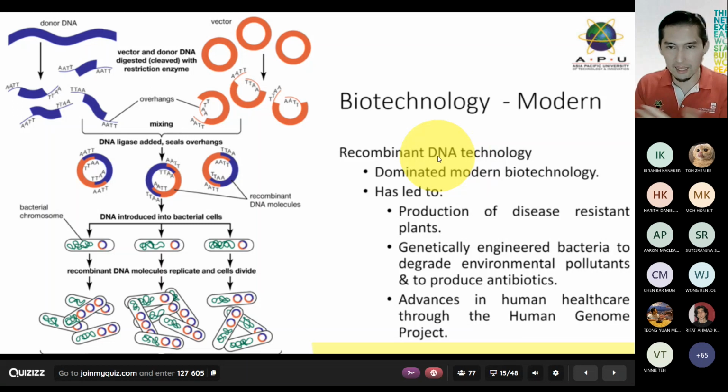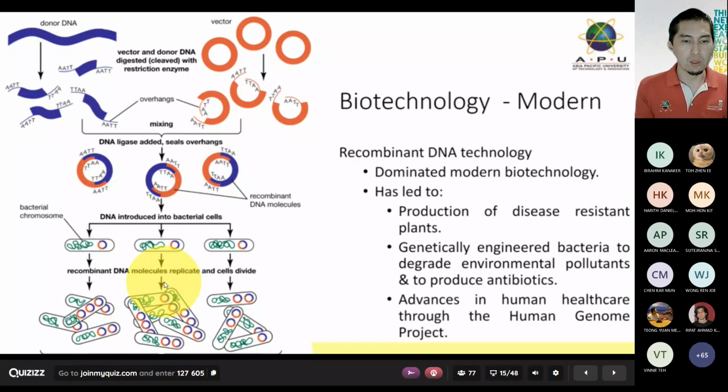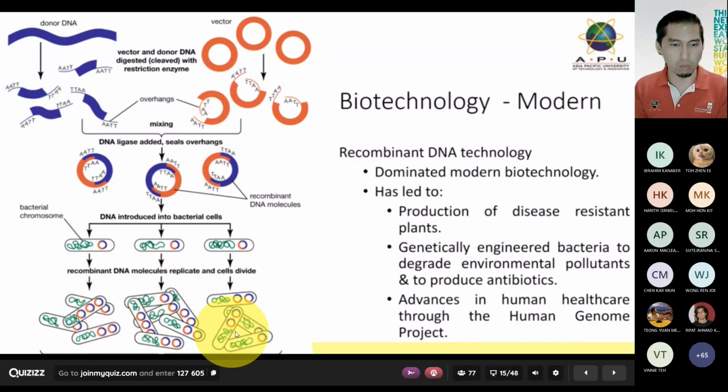And again, I like to always go back to the phrase itself, which is quite self-explanatory, right? You are recombining DNAs. So as you recombine them, as you will see here, this is the new DNA which has been combined together. Yeah, it will then be incorporated into whatever beings you're looking for. In this case, it is being introduced into bacterial cells to see how they react to it, to see what happens, and so on and so forth. All right. So this is one of the dominant modern biotechnologies.